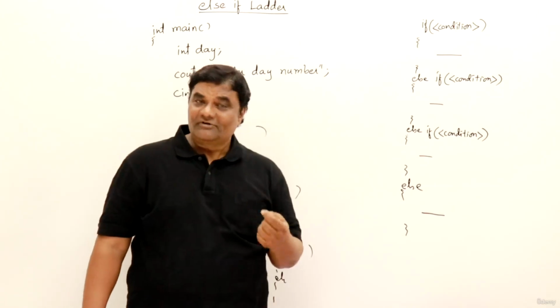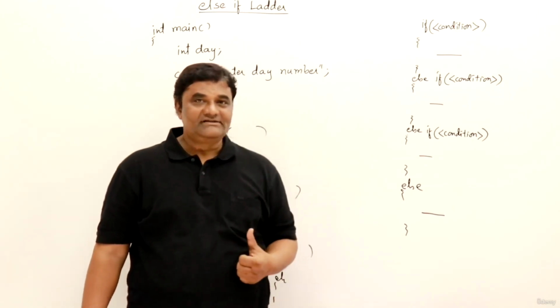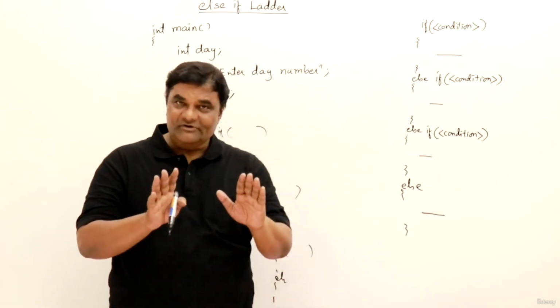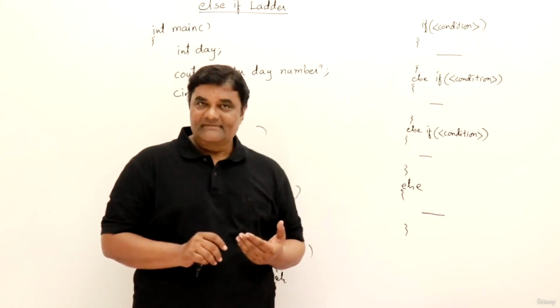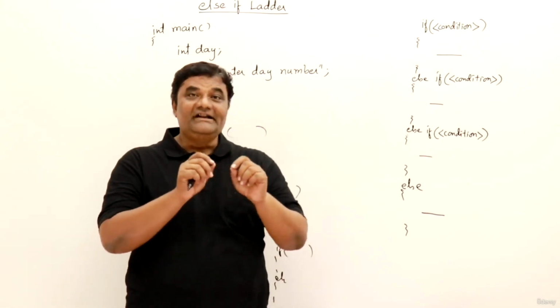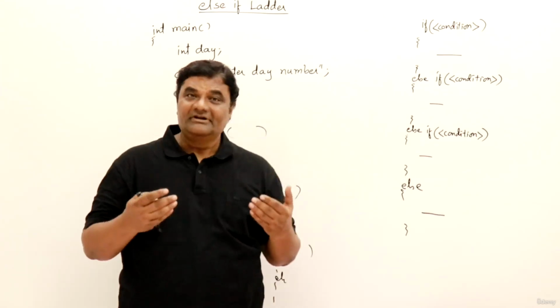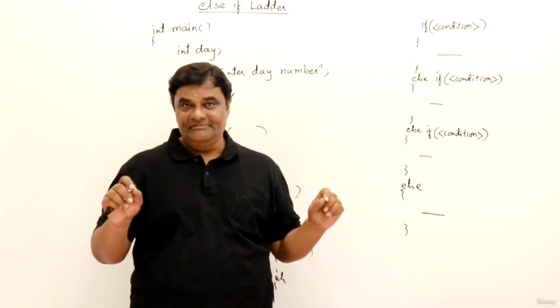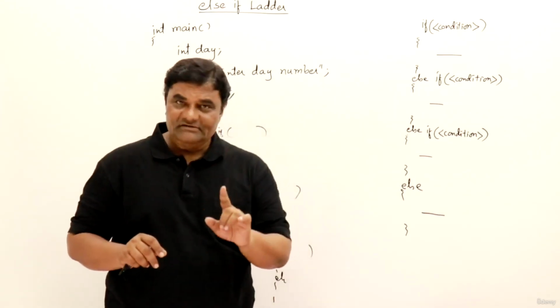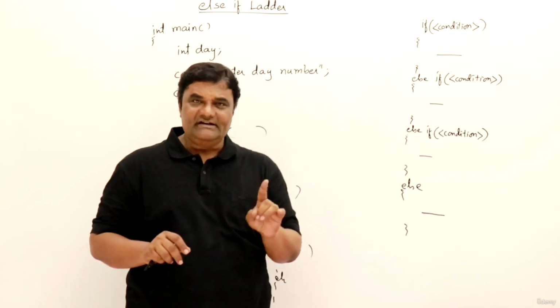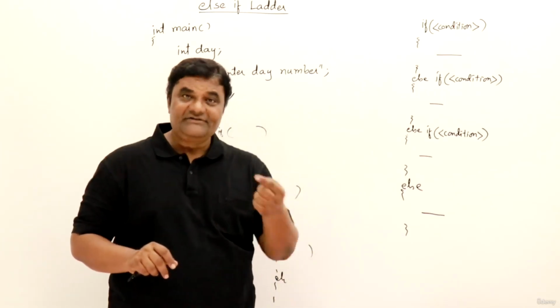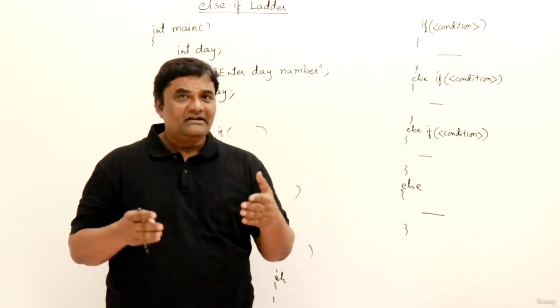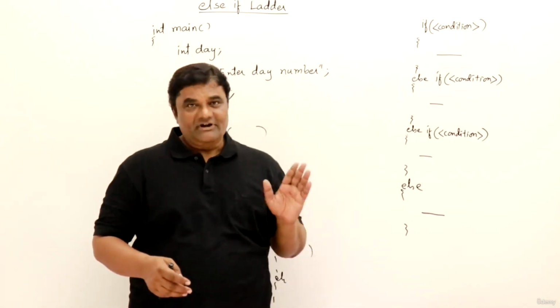Now let us write a program using this else if ladder. So what is the program? I'll explain you. The problem is we will take a day number and display the day name. Means if day number is 1, then we will say the first day of a week is Sunday, right? So Sunday. If it is 2, we will say Tuesday. If it is 3, we will say Wednesday. Like that, I will write in the program code.